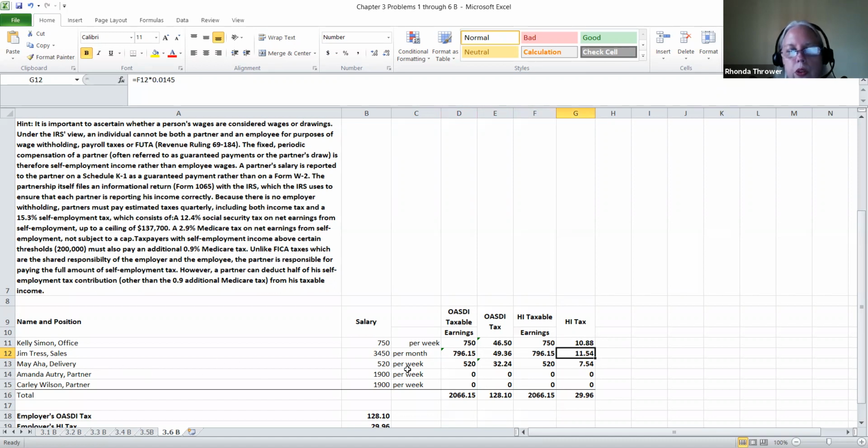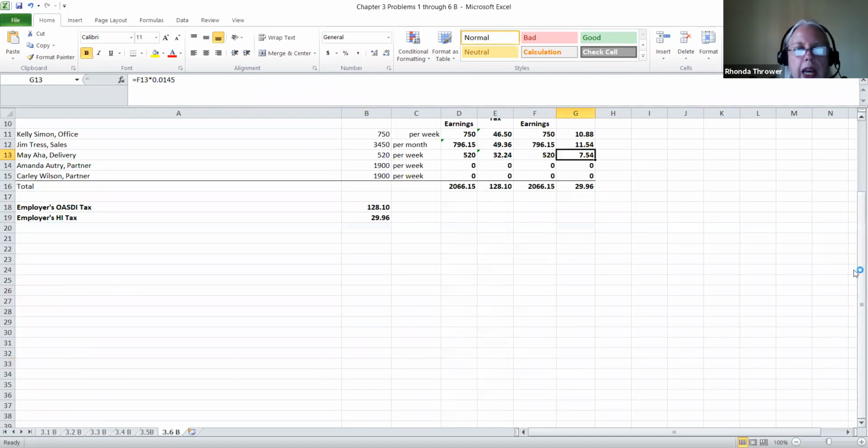For the delivery person, he gets paid per week. So 520 is how much he gets paid per week times 6.2% will give you the OASDI tax, and 520 times 1.45% will give you the HI portion of the taxes. Again, the partners, you do not take out any OASDI or HI taxes. Partners have to pay self-employment income, and it's something that's done separately. They're going to pay these taxes quarterly at the end of the year.